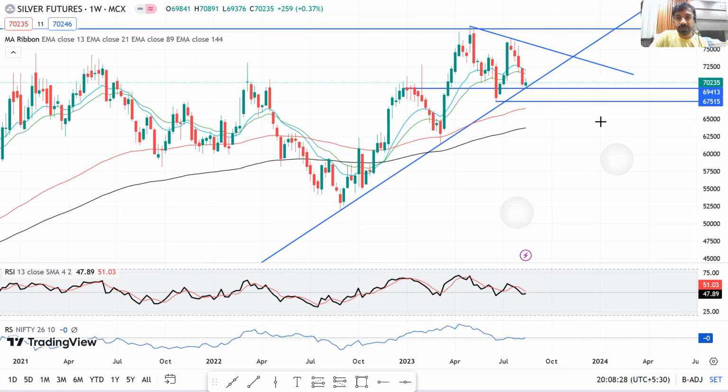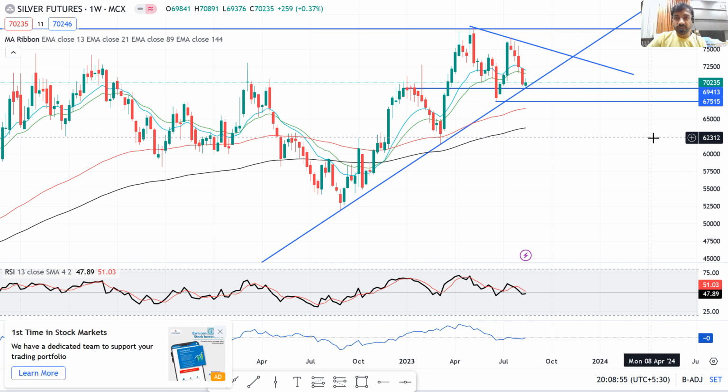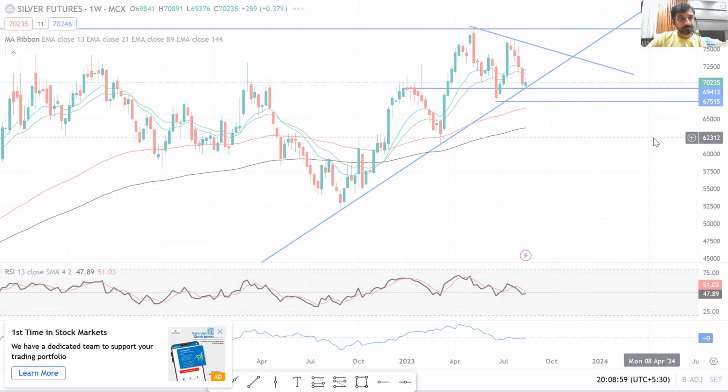What is important is for futures to hold these levels, this support zone. If it slips below 67515, the trend might actually reverse towards the downside. So it's a very important make or break level. There is a trend line support and there is structural support, everything is there. We might see a short bounce back. So silver is in a make or break situation, with no clear trend as of now.